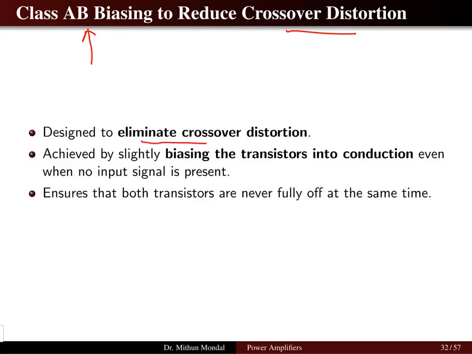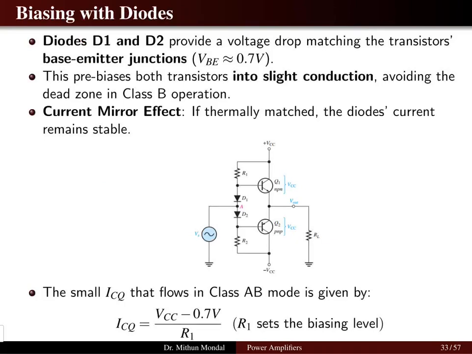It will eliminate the crossover distortion and achieve slight biasing of the transistor into conduction even when there is no input signal, so that both Q1 and Q2 are not fully off. Then also we have certain biasing, and it will ensure that both transistors are never fully off at the same time. There is another circuit where we can use two diodes D1 and D2.